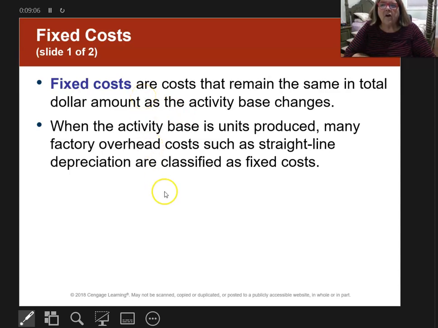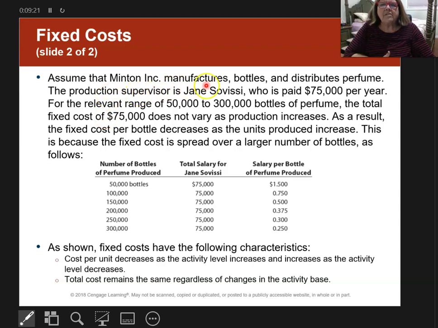Fixed costs are costs that basically remain the same in total dollars as my activity base changes. So my cost is going to stay the same regardless of the activity base. And let me give you an example. This company makes bottles and distributes perfume, and I pay my production supervisor $75,000 a year. So my relevant range is going to be the number of bottles produced, anywhere from 50,000 to 300,000.